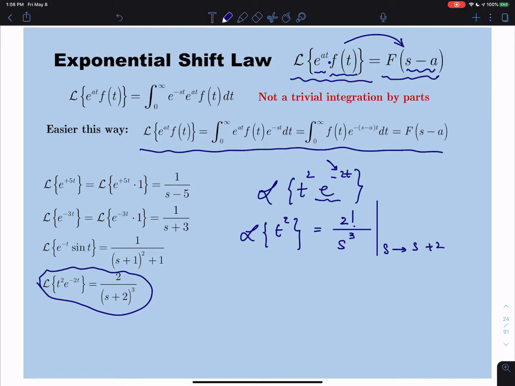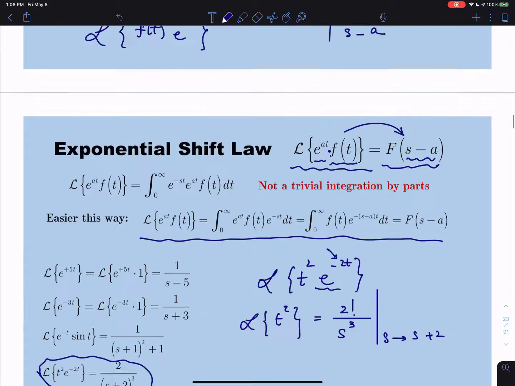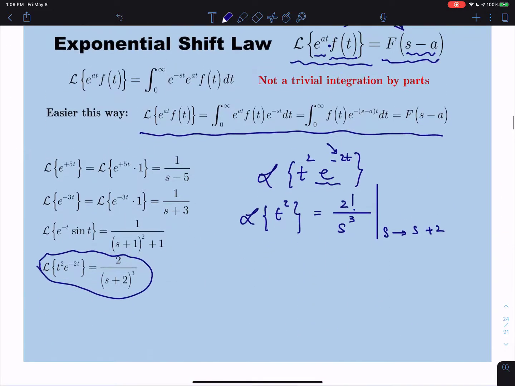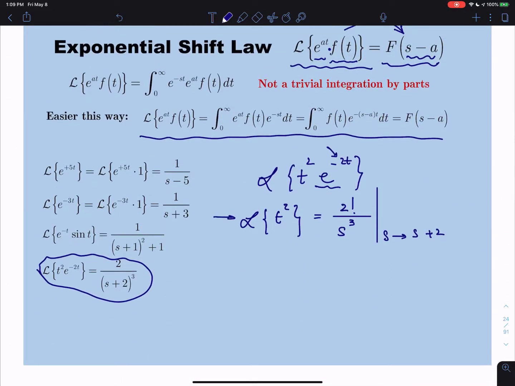So therefore, see how easy it becomes now? Instead of having to do this kind of integration by parts and have a tear in my eyes coming down from both eyes, little sad face there, I could very simply just use the exponential shift law and just take the Laplace transform of t squared and then evaluate it at s plus 2. So it becomes 2 over (s plus 2) cubed. So it becomes very simple to do the integral.